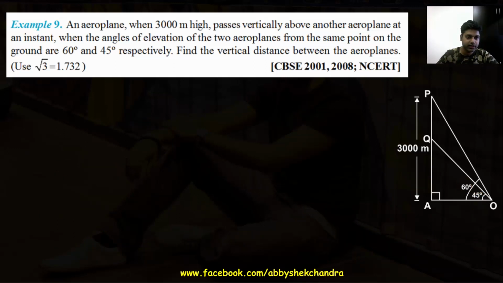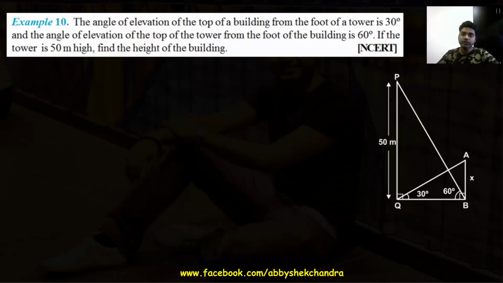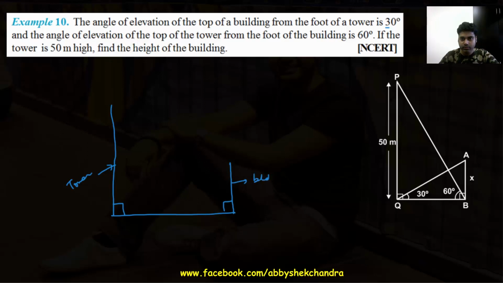So let's get to the next question. Question 10. The angle of elevation of the top of a building from the foot of a tower is 30 degrees. So let's make the tower. Okay, this is the ground, and let's say this is the building. So this will be 90 degrees, this will be 90 degrees. The angle of elevation of the top of the building, so this is the tower and this is the building.